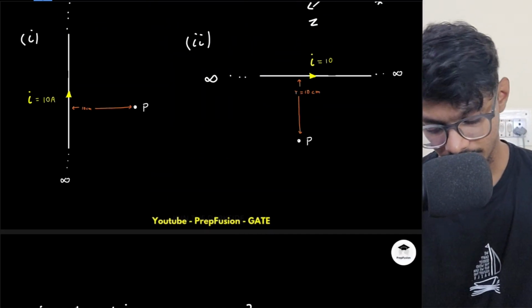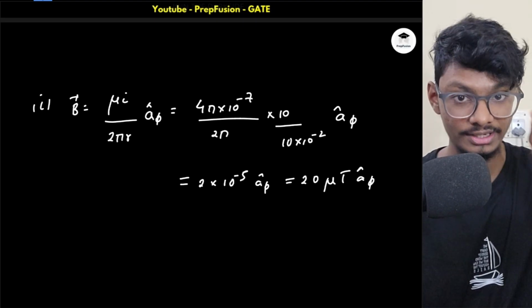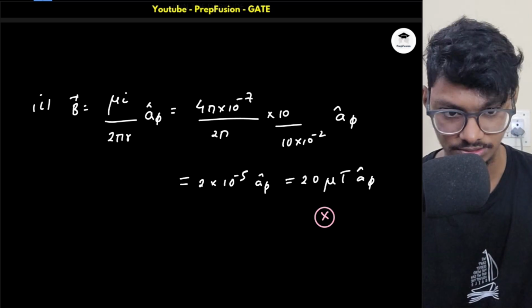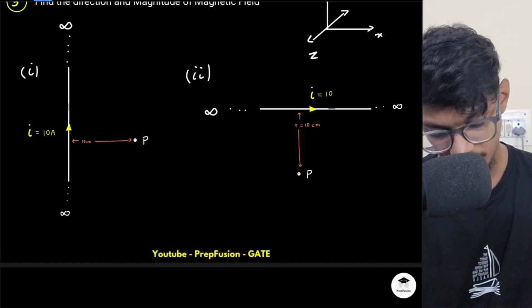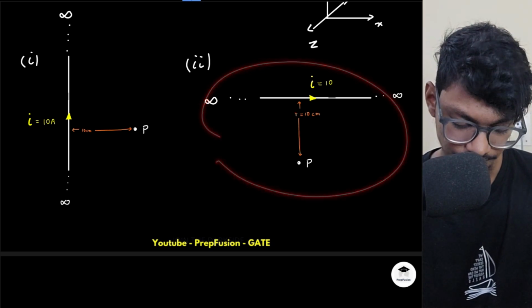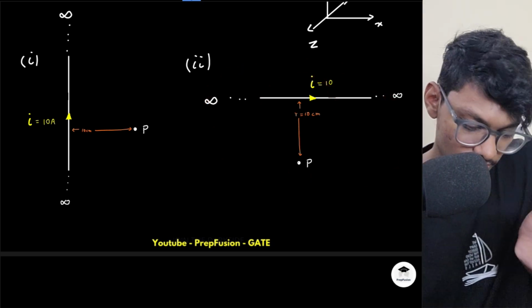That's it, right? Or if you want to write it in terms of the plane, it is going away from me, into the plane. So the direction you can show with a cross or a dot, it will be a cross. Okay, the second part you can also solve, right? This is the same, only the direction has changed. It is also going into the plane here.